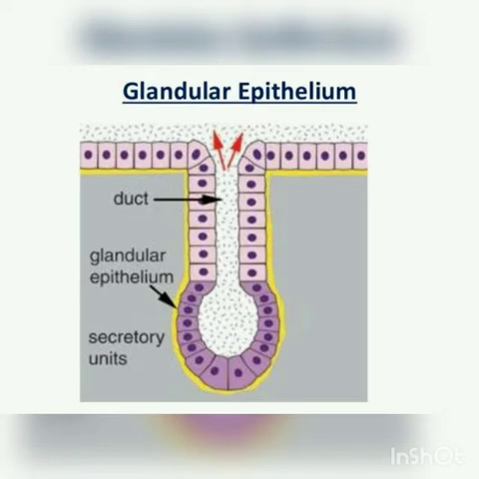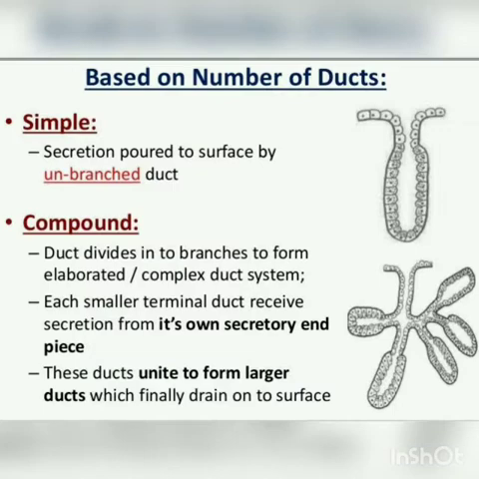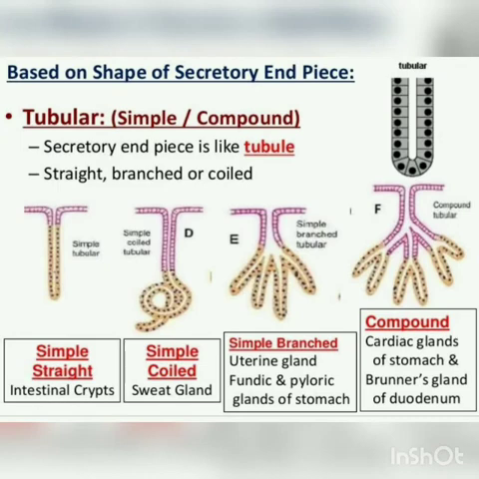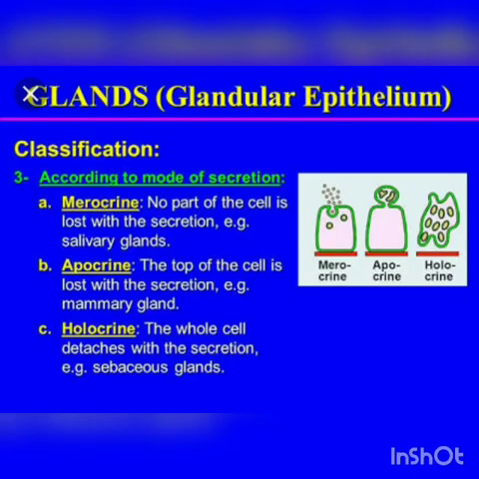So the exocrine glands are classified as unicellular and multicellular glands. The multicellular glands are further classified based on structure as simple glands and compound glands. Based on the secretory unit, they are tubular, alveolar, and tubulo-alveolar. Based on the mode of secretion, the exocrine glands are classified as merocrine, holocrine, and apocrine.